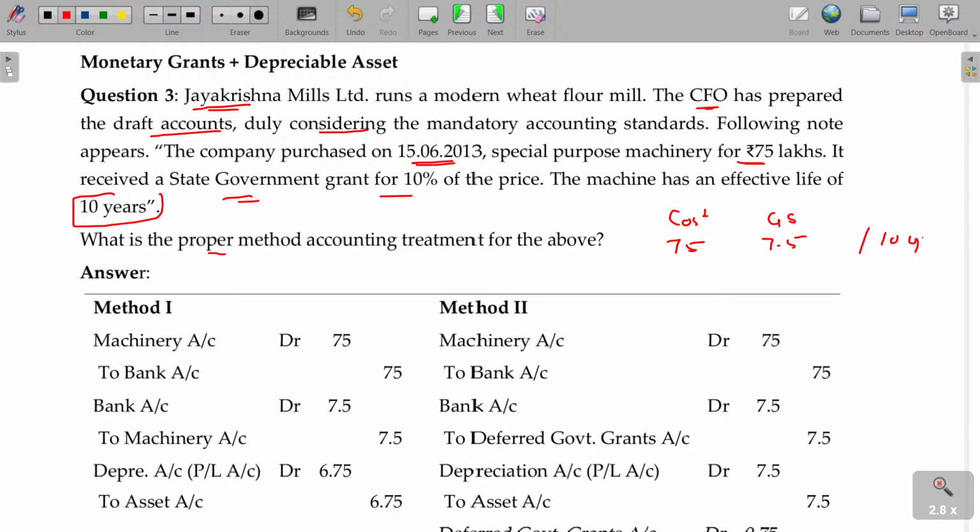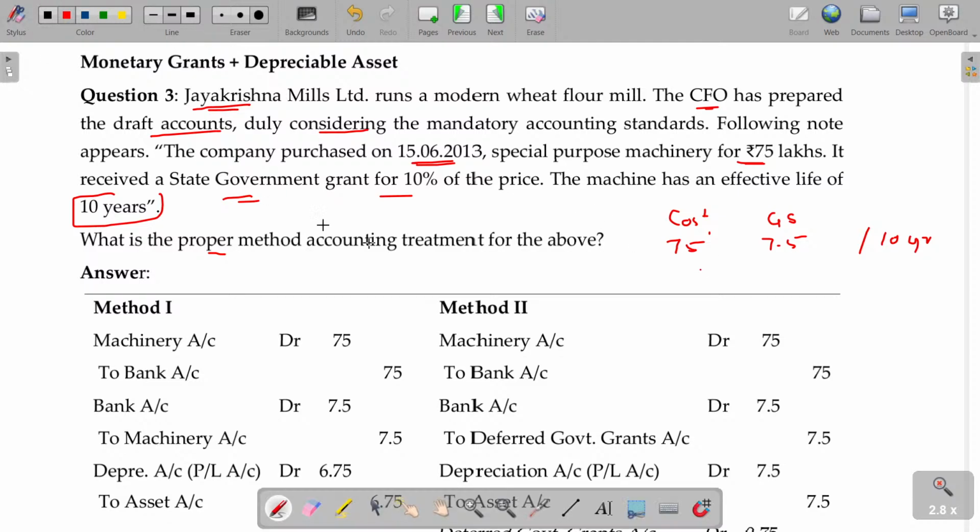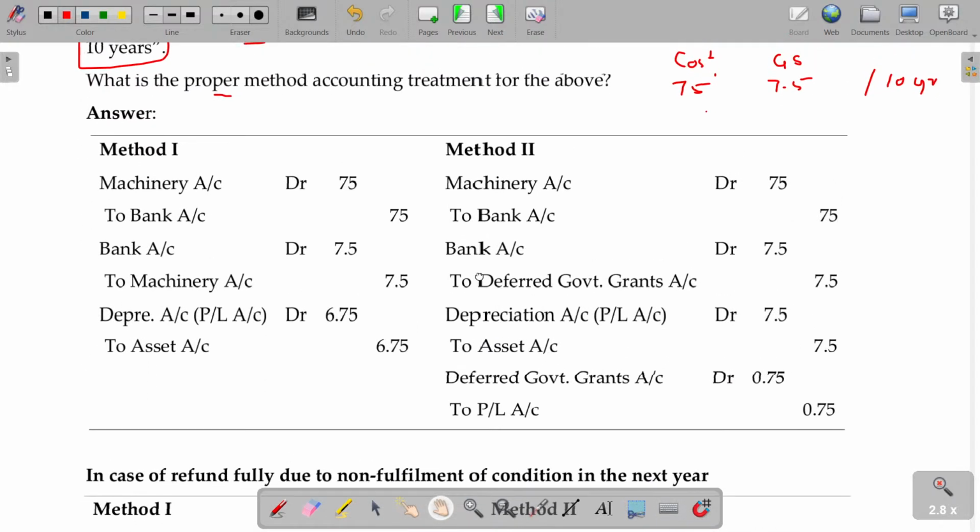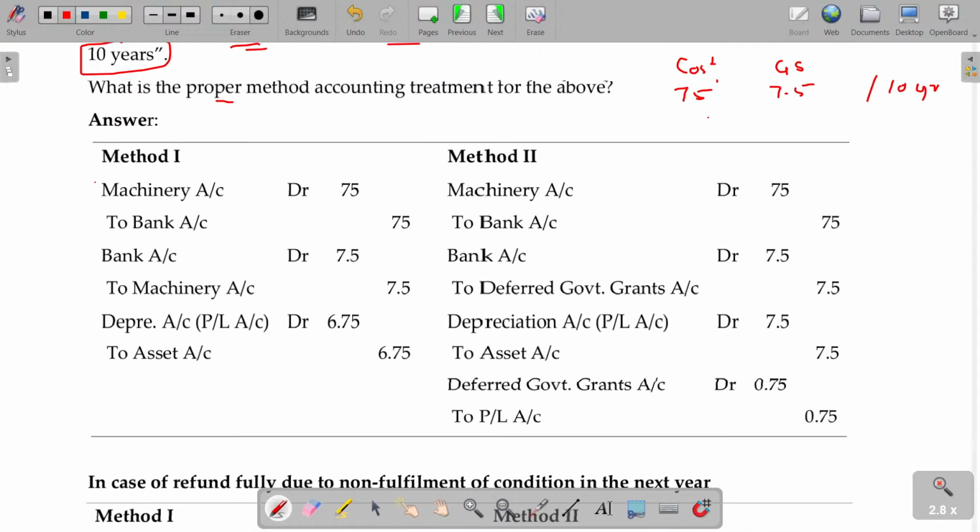Now on purchase, the journal entry being 75 lakhs: machinery account debit to bank account. Is that okay? Clear? On receipt of the government grants, it can be adjusted in the cost itself. So bank account debit to machinery.